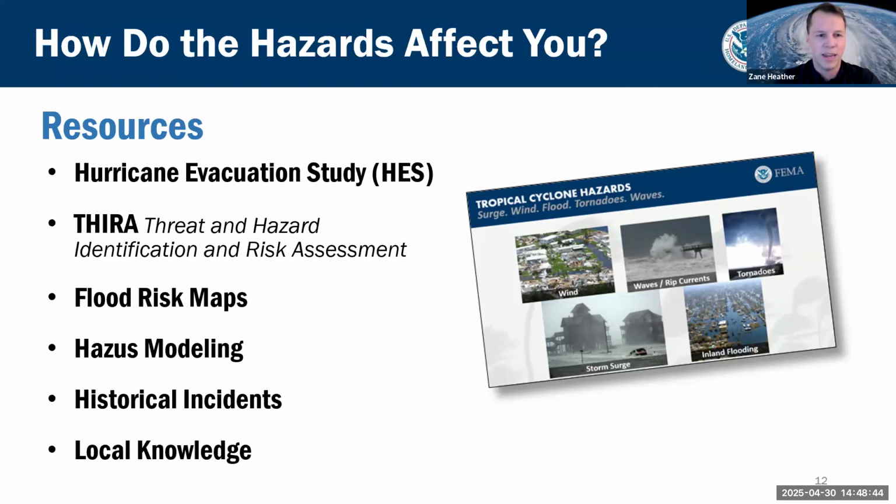THIRA processes are ongoing, so the threat and hazard identification and risk assessment. You also have other things like flood risk maps, FERMs, hazard modeling, depending on where the threat is, as well as historical incidents and local knowledge. One thing that I will say is historical incidents and local knowledge are premium when it comes to injecting that sort of information into your planning processes. You know this. You also know your jurisdictions better than any hurricane evacuation study or any of these static or dynamic geospatial products can inform. So just make sure that all this information is caveated and interplayed with your historical knowledge and your subject matter expertise of your planning jurisdiction.